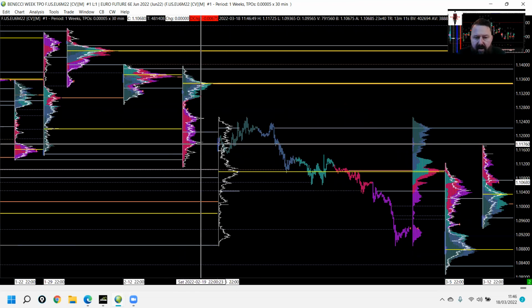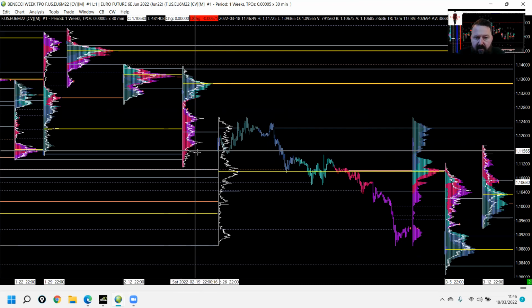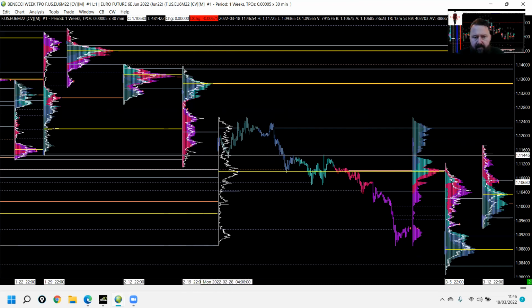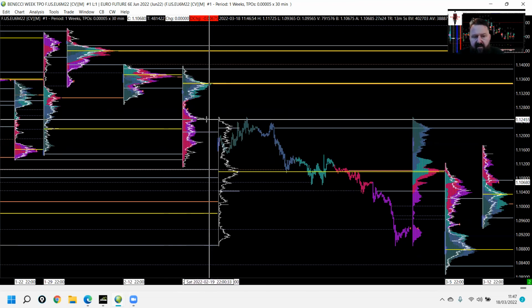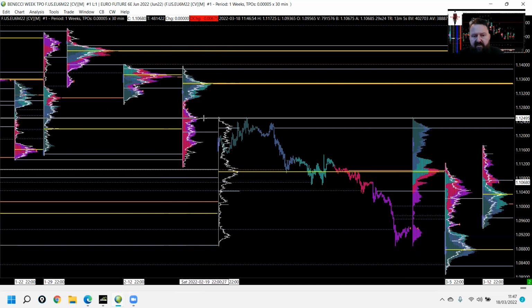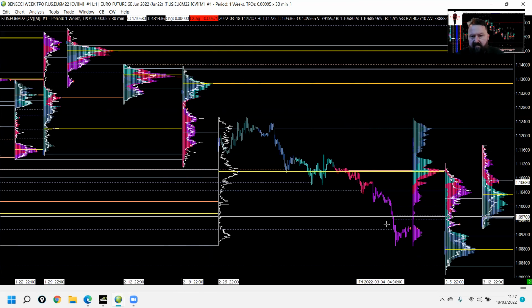Right, so look, this high volume node, we opened here, we traded down to this high volume node, which is there, and then that caused a reversal. We then started auctioning up to this high volume node, which set the high of the week, and then we just sold off for the rest of the week.